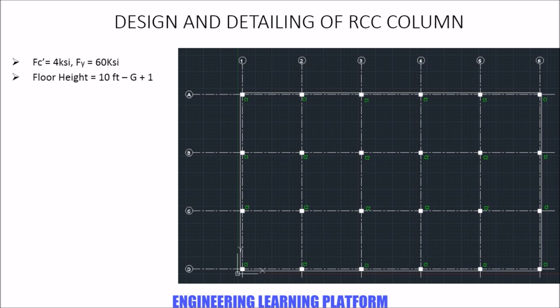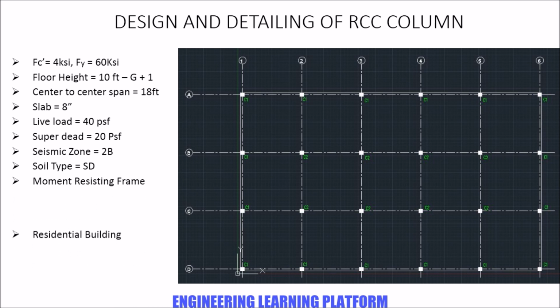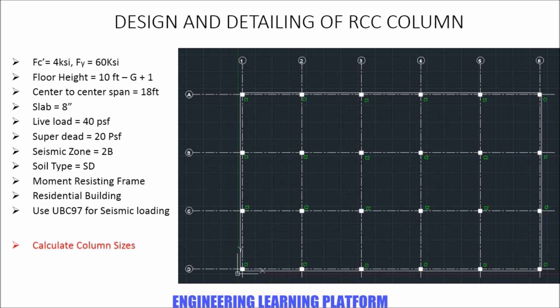The f'c is 4 ksi and fy is 60 ksi. It's a two-story structure. The center to center span is 8 feet and the slab is 8 inches. Live load is 40 psf. Super dead load is 20. The seismic zone is 2B. The soil type is SD and it is a moment resisting frame. Residential building type, we have to use UBC 97 for seismic loading.